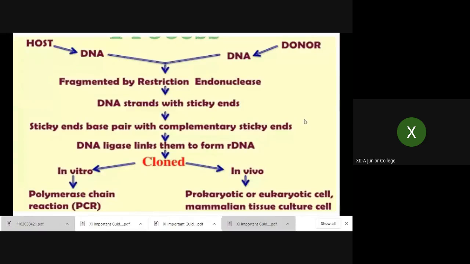And in vivo means within the vivum, that means the living fluid, related to the word vivus. That means nothing but the living organism, so a prokaryotic or eukaryotic organism or mammalian tissue culture cells. It is introduced within the cell, that means in vivo, and within the glass is called in vitro. In this way, they are cloned, that means many copies are produced.